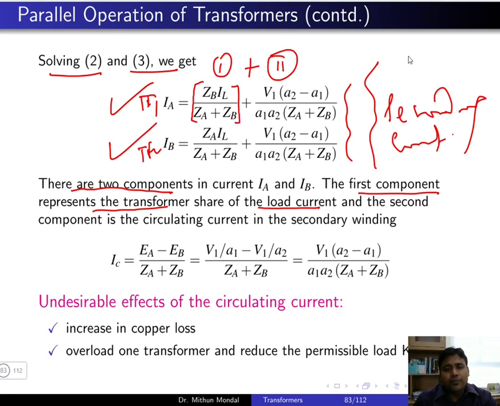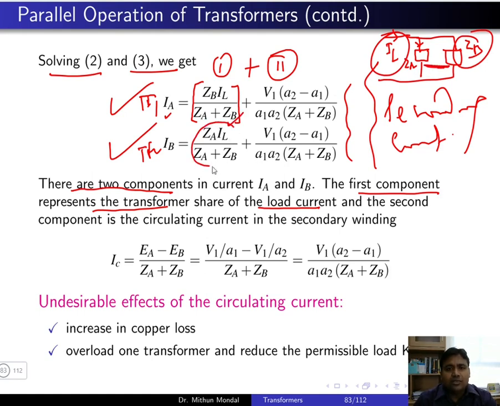If you remember the current division rule, if you have two connected networks, how do we represent the current? So this is your load current IL, and this is your ZA and this is your ZB. If we have IA flowing here, IA will be ZB into the load current divided by the sum of the impedances ZA and ZB. So the first part is basically coming from the current division rule in the parallel network.